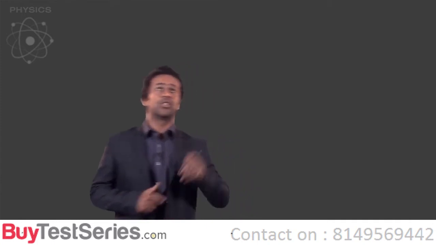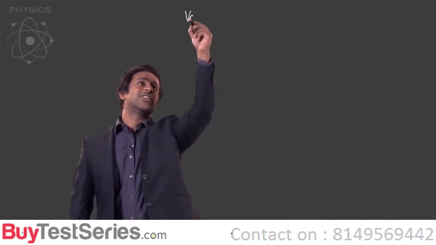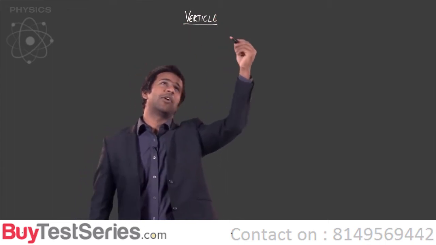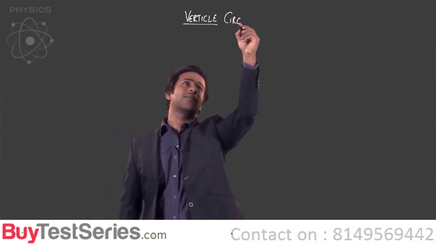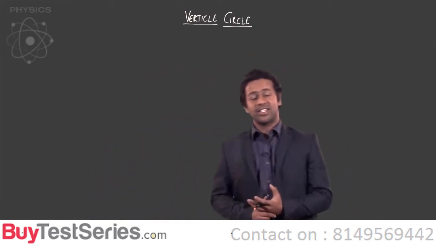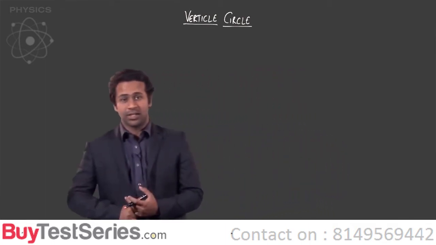In this session, we'll talk about the last topic of this chapter, which is vertical motion. So it is basically vertical circular motion. Let me call it a vertical circle. We'll basically find out the necessary condition for a particle to be able to complete a vertical circle.